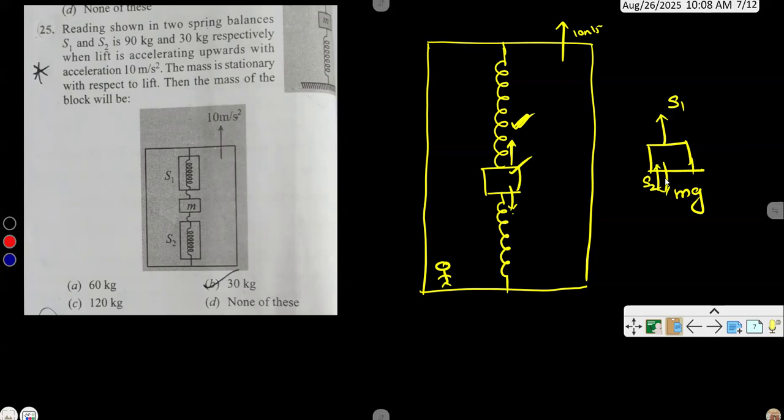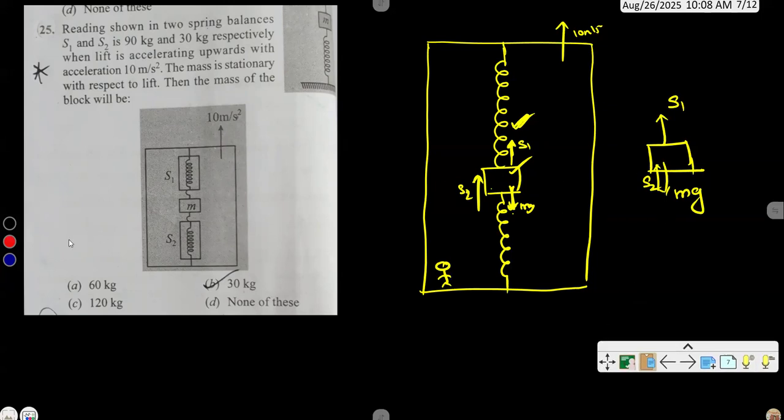As the weight mg is pulling the body downwards, it will compress the spring. When the compression is present, the spring force of the downward spring will be in upward direction. Spring force of the upper one will be in upward direction. So both S1 and S2 are in the upward direction. That you have to understand.